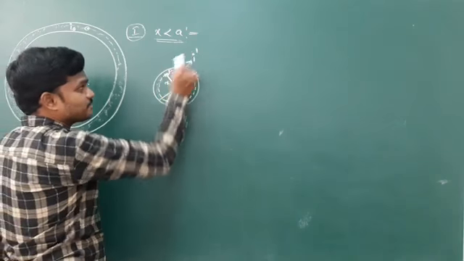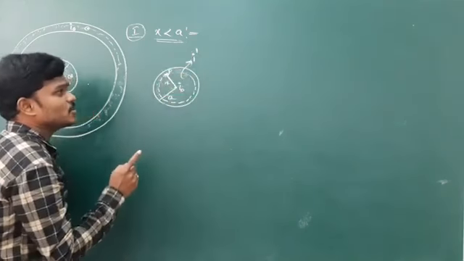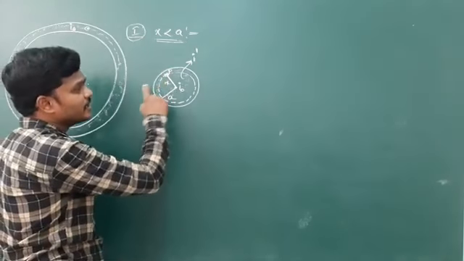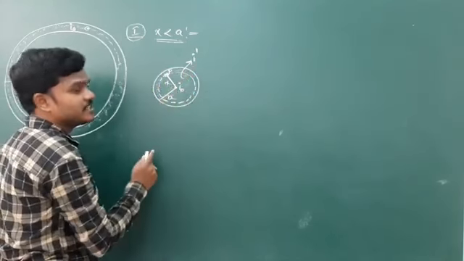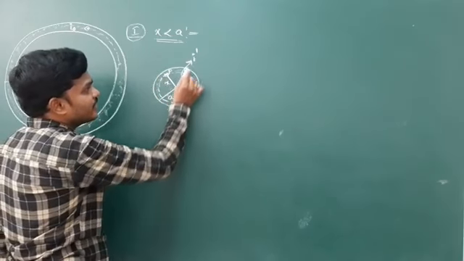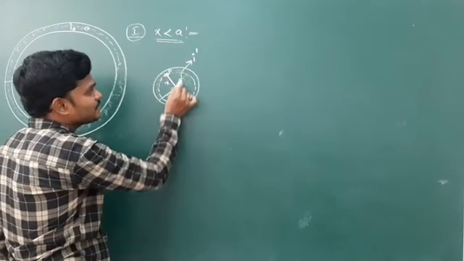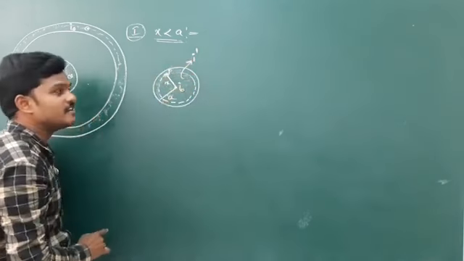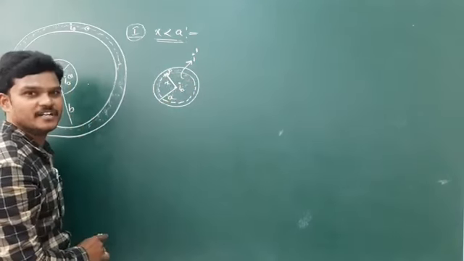And see the I dash. I dash is the current enclosed by the Amperian loop. For I naught current, the area occupied by the I naught current is pi a square. And the area occupied by this I dash current is pi x square. We can write the I dash value, how much I dash is there in that Amperian loop, directly.